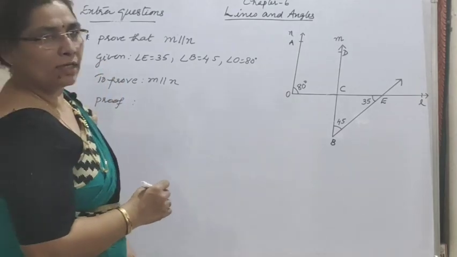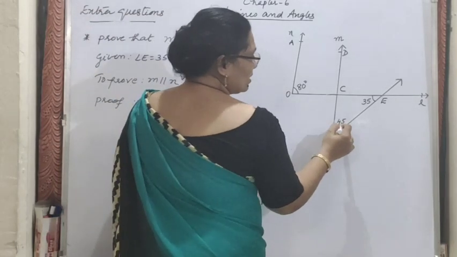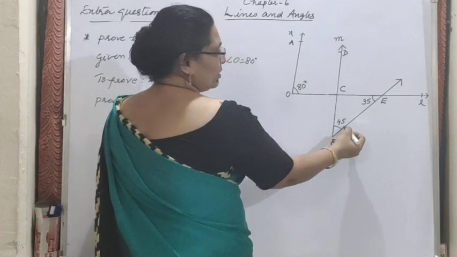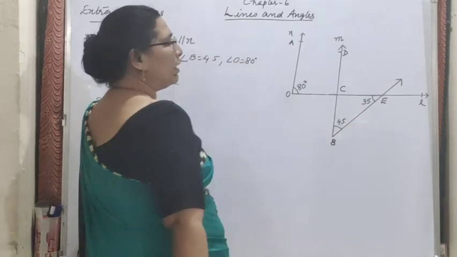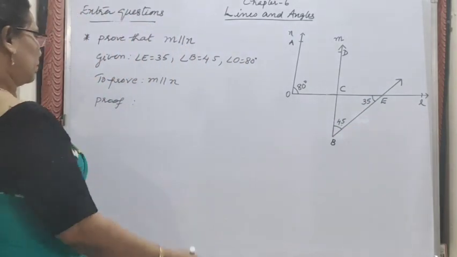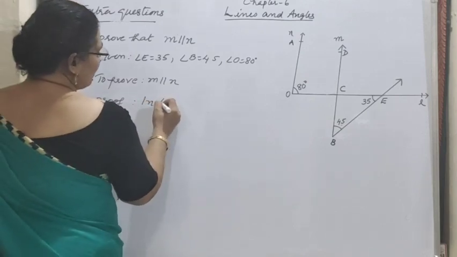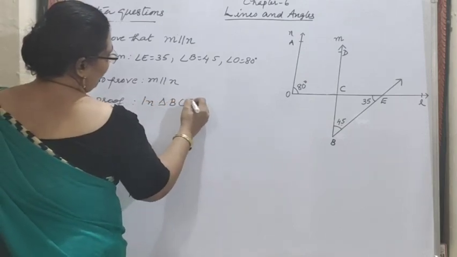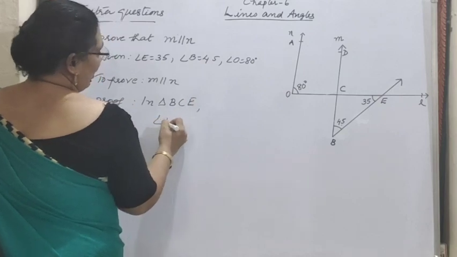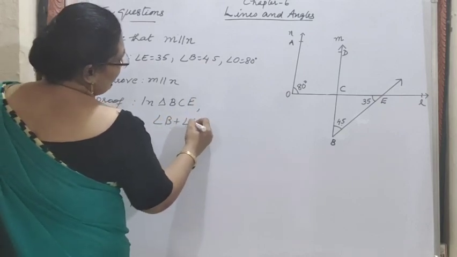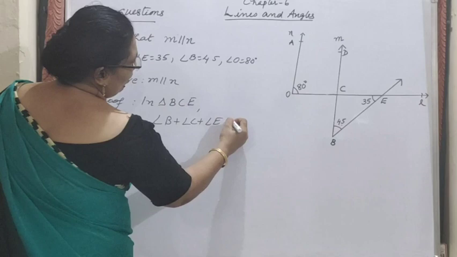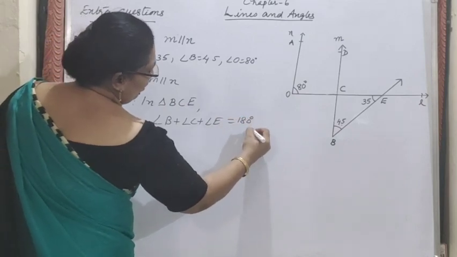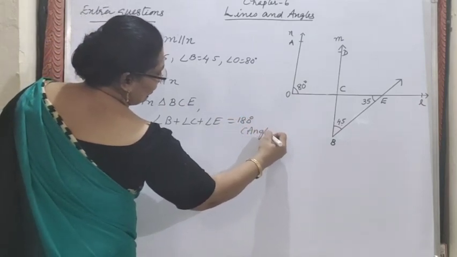In triangle BCE, first we will take triangle BCE. What angles are given? Angle B is given, angle E is given, angle C we can find out. So in triangle BCE, angle B plus angle C plus angle E equal to 180 degree. Angle sum property.